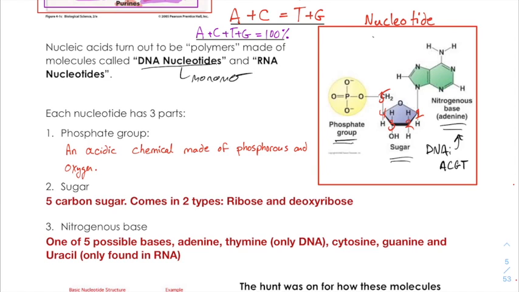And that sugar can come in 2 types. It can come in ribose, which is found in RNA, or it can come in as deoxyribose, which is the D in DNA. And then it has one of the possible bases: for DNA you have adenine, thymine, cytosine, and guanine, or for RNA you have adenine, cytosine, guanine, and uracil. And so that is called a nucleotide.